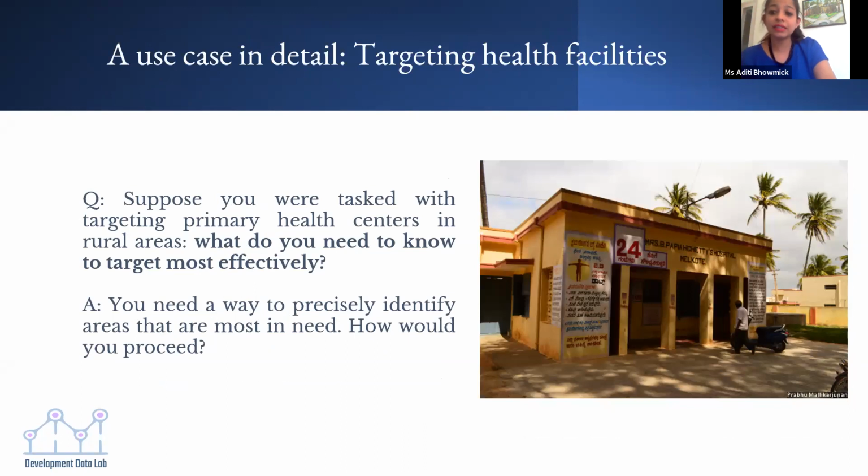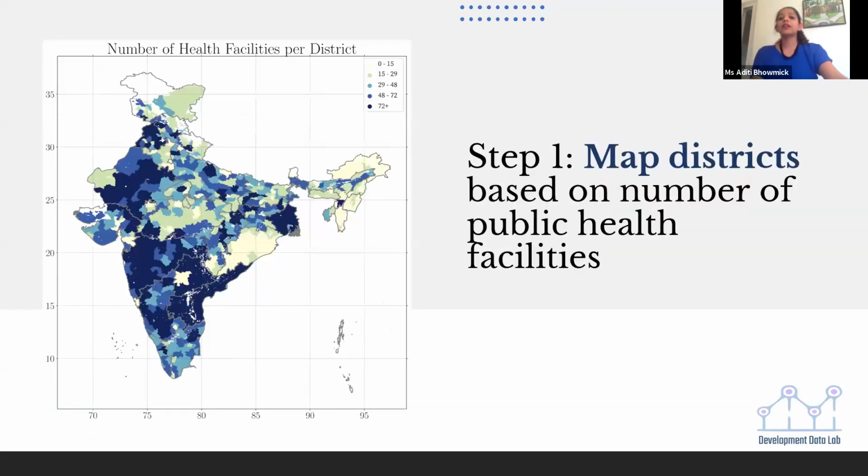All right, another use case in detail is, suppose you are the health secretary of a particular state, or you're at Niti Aayog and you've been asked to figure out which parts of the country need more resources to build primary health centers. What information do you need to target effectively? You need to identify precisely the areas that have the highest need. So let's start with a map of public health facilities at the district level.